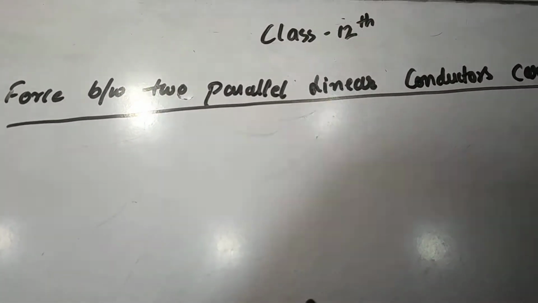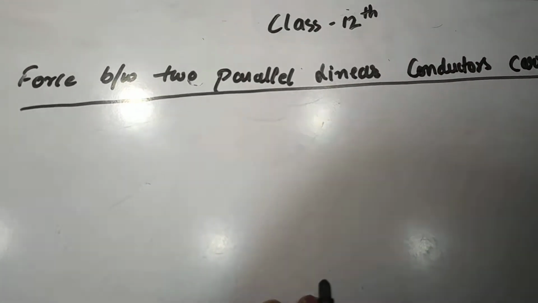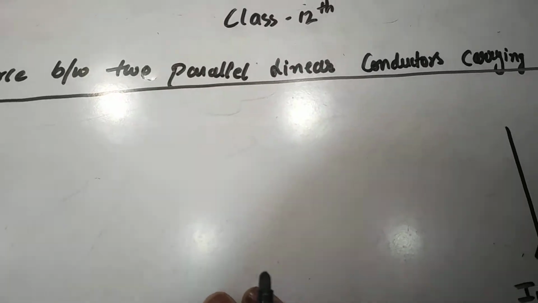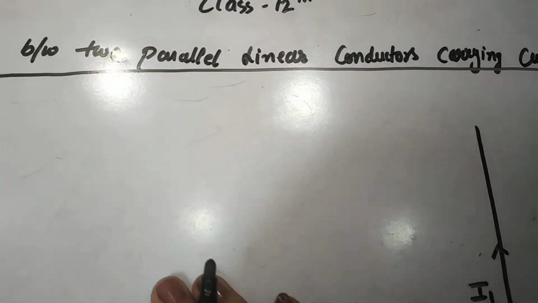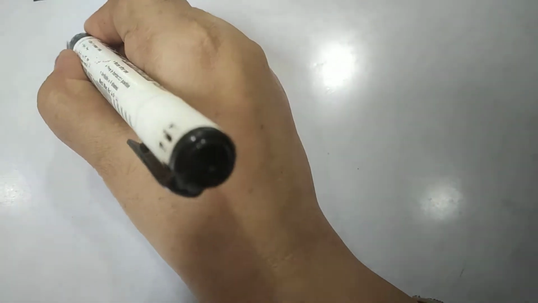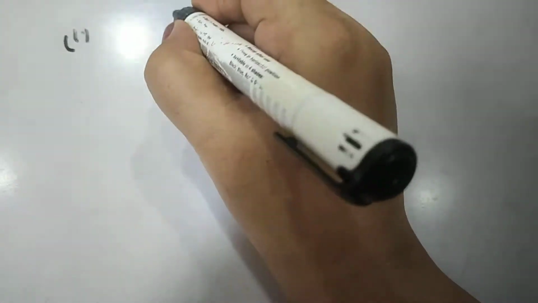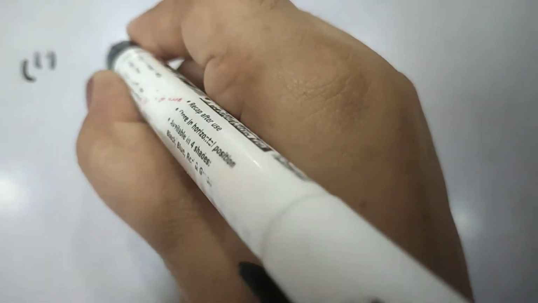Okay, students, this is one of the important topics of this chapter, which is force between two parallel linear conductors carrying current either in the same direction or in opposite direction. First of all, I will tell you the key point of this topic, which is: if two conductors carry current in same direction, right?